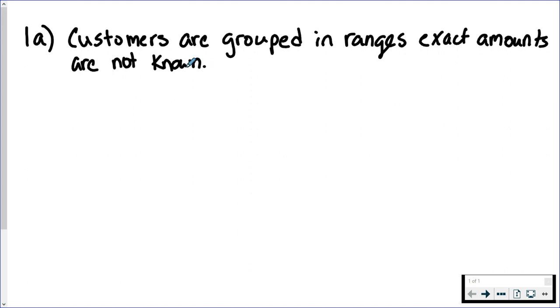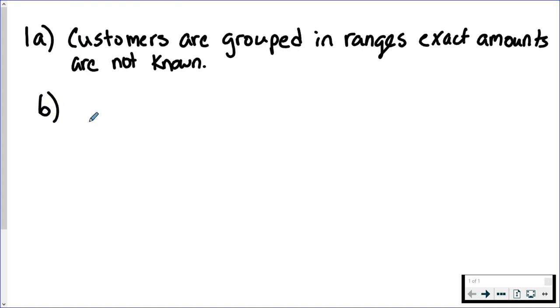All right. An estimate of the mean amount spent by the shoppers is 8.58 pounds. Find the value of S. Okay, so in order to do this, they tell us the estimate of the mean.